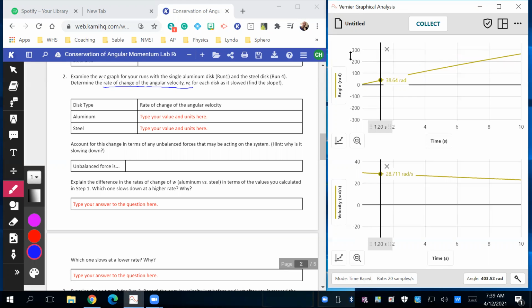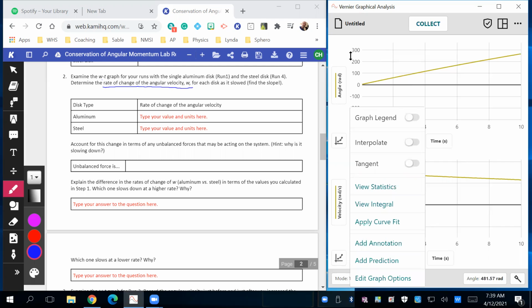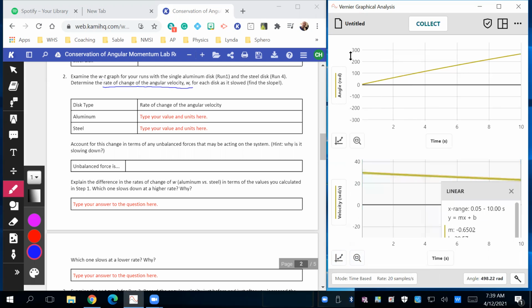We need to use the graph on the bottom. This is the velocity in radians per second, and I want to find the slope of that line. You just click on the graph on the bottom, say apply curve fit, choose linear, and say apply, and it will give you your slope. My slope here is negative 0.6502. That's my rate of change of angular velocity, and remember that is in radians per second.